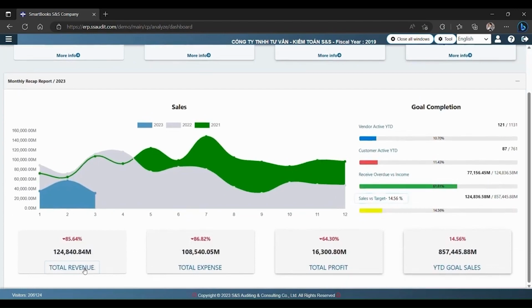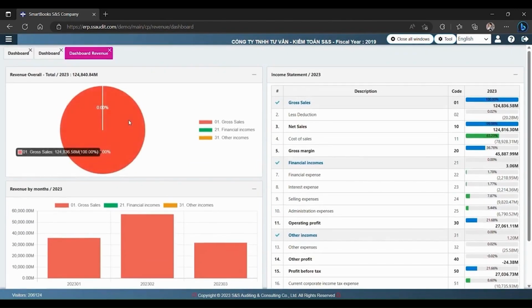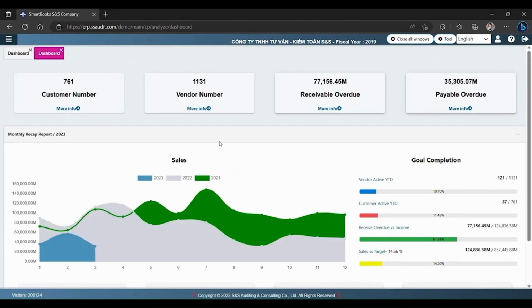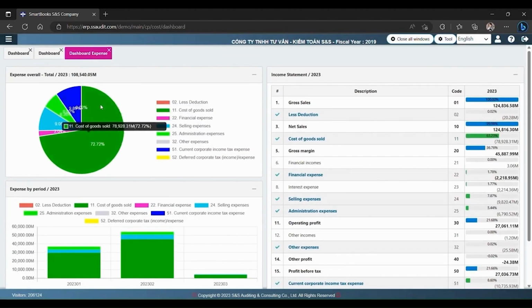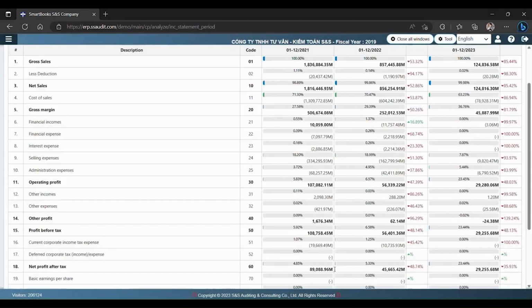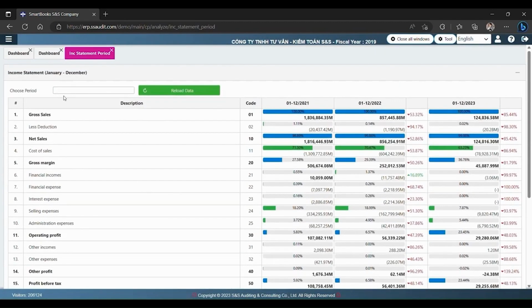Total revenue. Total amount of revenue components compare with last year. Higher is good. Total cost. Total amount of cost components compare with last year. Lower is good. Total profit. Total amount of profit compare with last year. Higher is good.